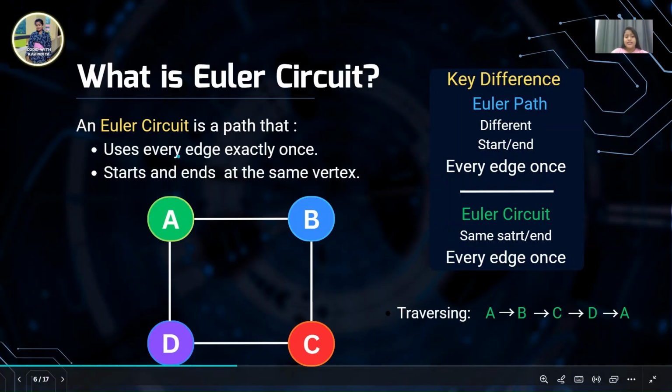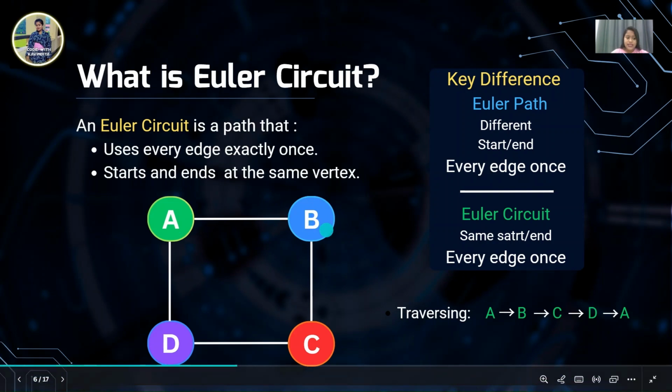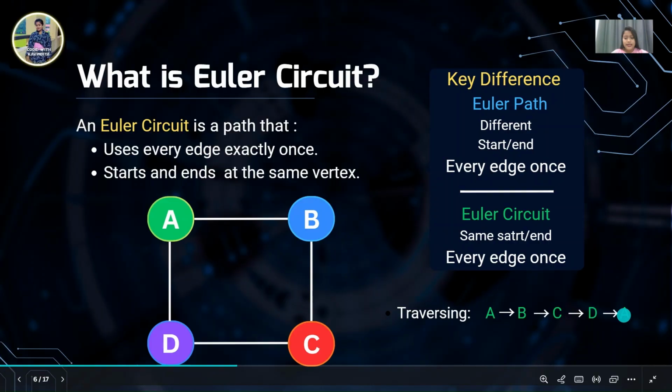An Euler circuit is very similar to an Euler path. Again, every edge must be used exactly once. But there is one extra condition. We must finish at the same vertex where we started. In this graph, we start at A, move to B, then C, then D, and finally return to A. Since every edge is used exactly once and we return to the starting point, this is an Euler circuit: A, B, C, D, and A.